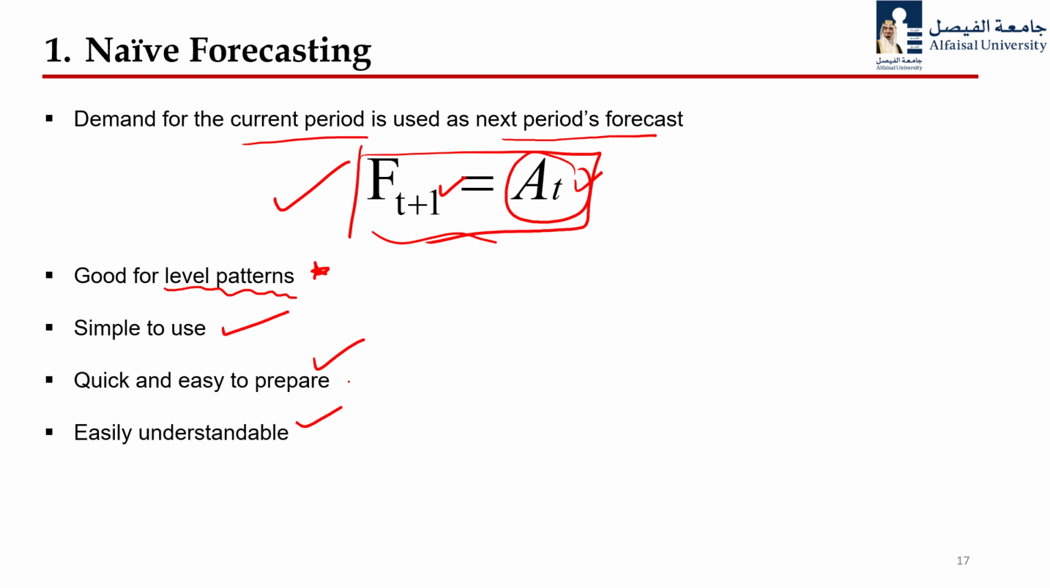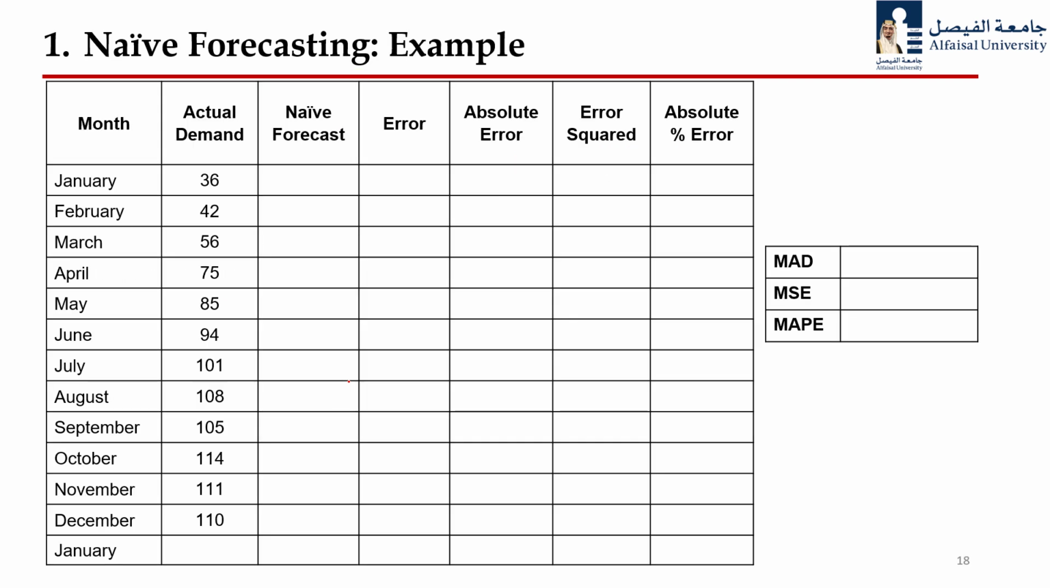Now let's use a data set and try to apply the naive forecast. For example, say we have monthly actual demand historical data from January to December, and we would like to predict the next year's January data using the naive forecast. The formula for the naive forecast is F(t+1) = A(t). So for January we need the previous month's data, which we do not have. That's why we are going to skip this part.